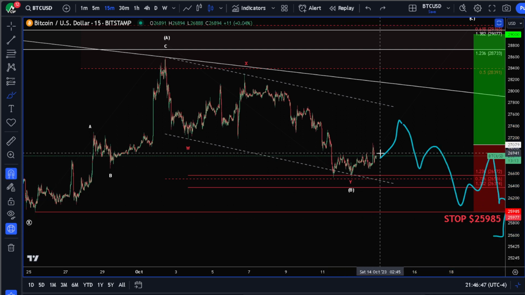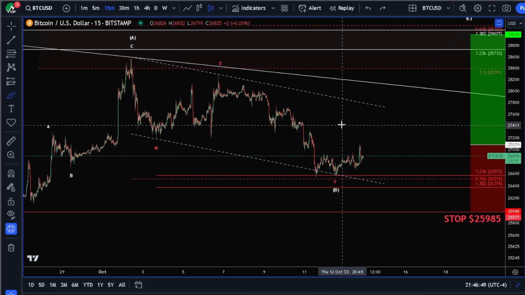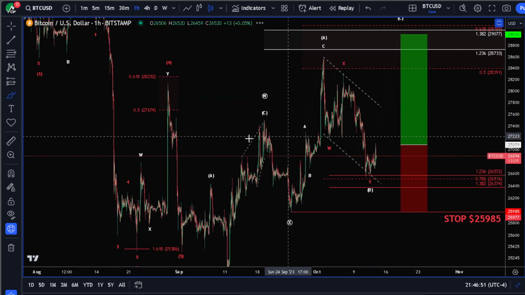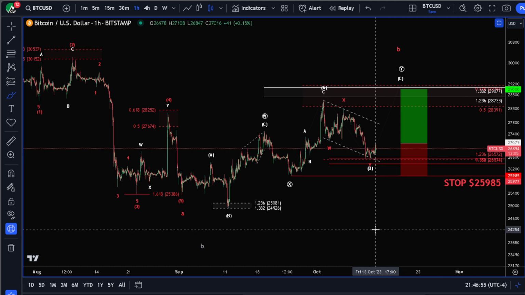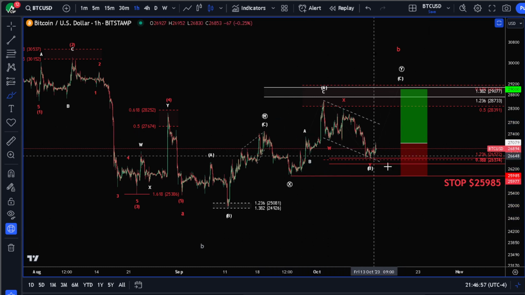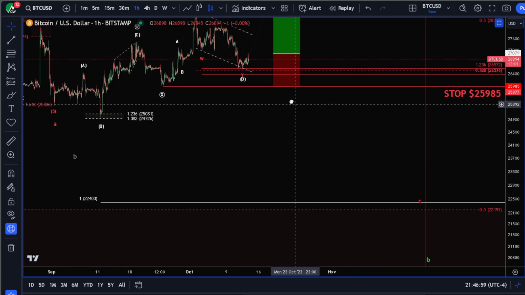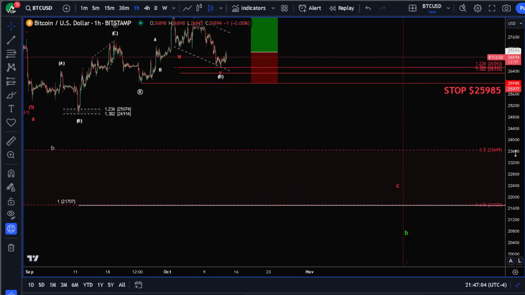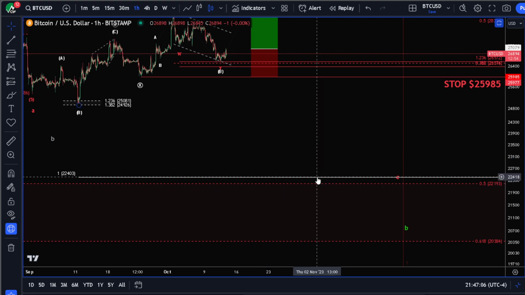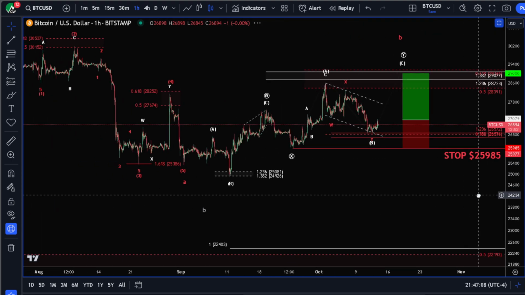Or alternatively, this could be making a leading diagonal. Since we started with 5 over here, we need to end in 5 to come down and complete to that 22K area. On linear scale, down in this area, it's 21. On log, we're heading down to about 22K.